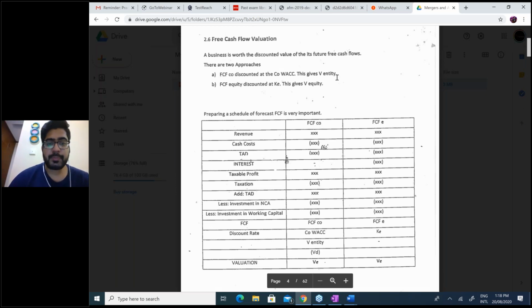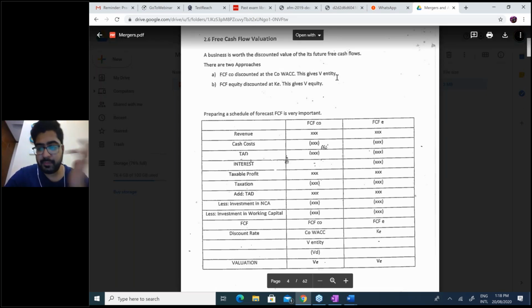In FCF to company, the first column, please pay attention to the first column. In FCF to company, the value of business is computed like this. You take revenue of that company, okay, future revenues, right? Because business is worth the future cash flows. So you take the future revenues, deduct cash costs, and deduct tax allowable depreciation, TAD. No interest is deducted, you get taxable profit.